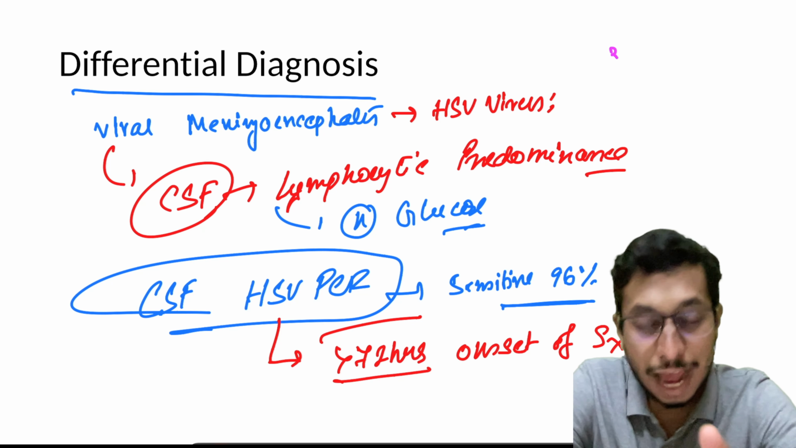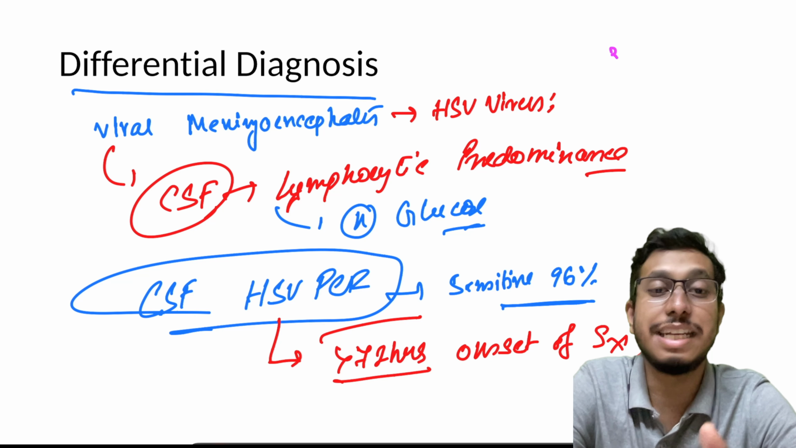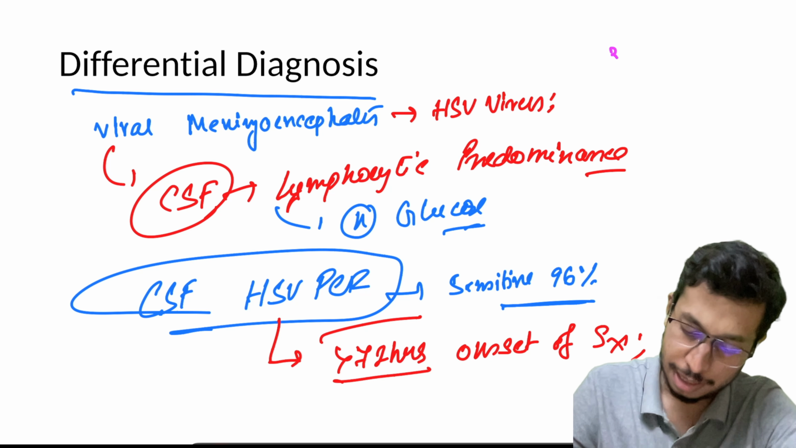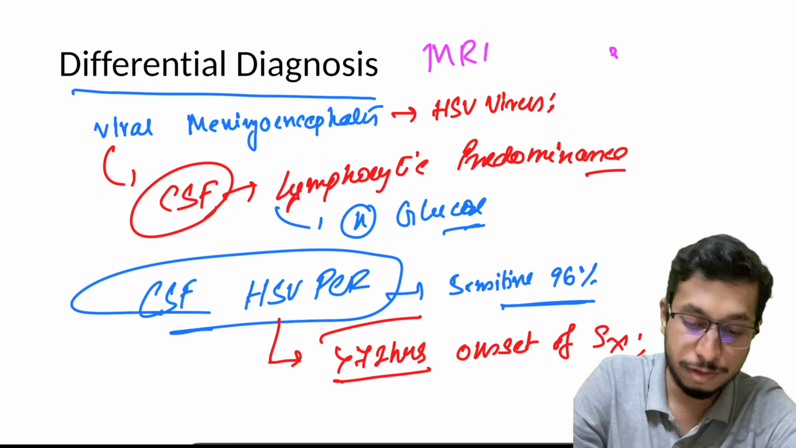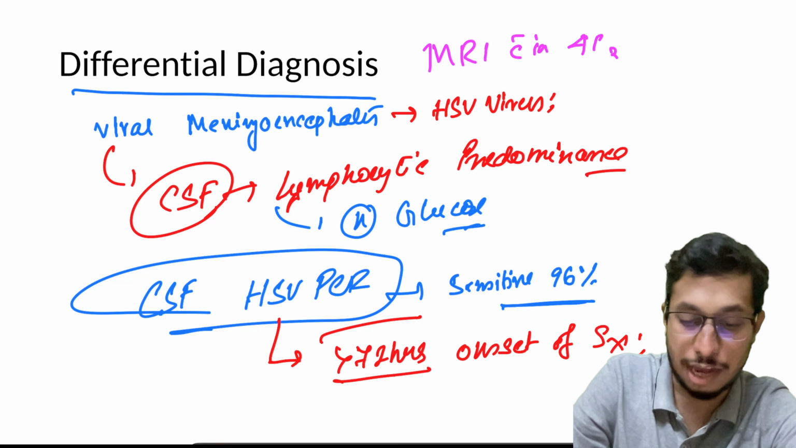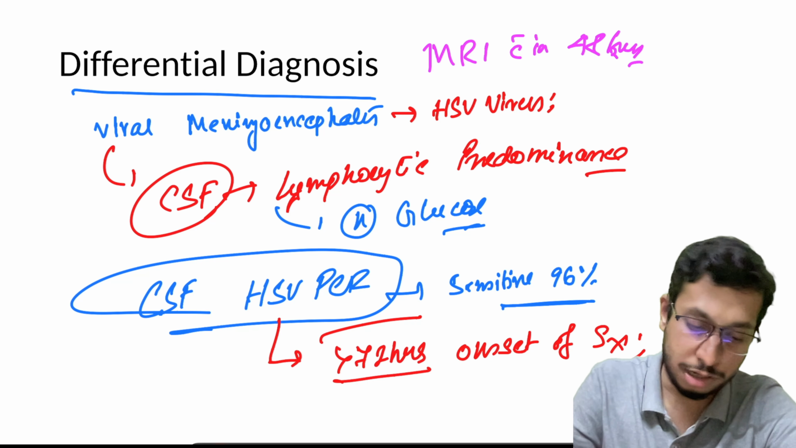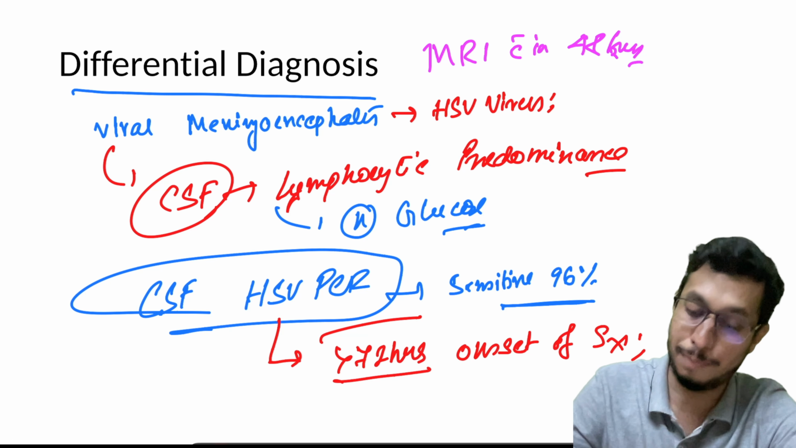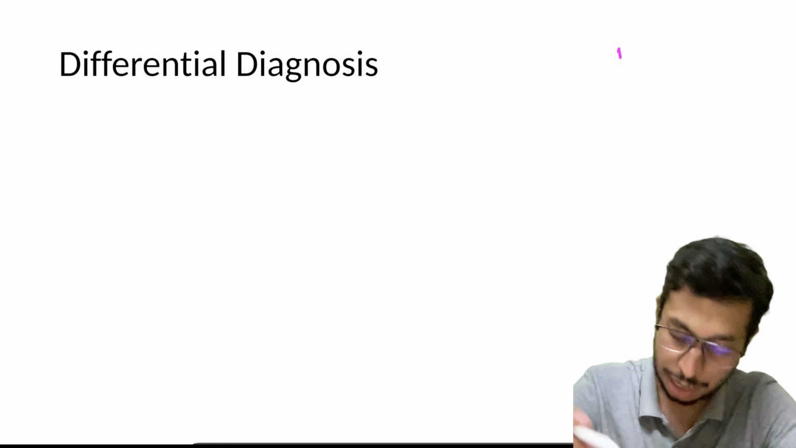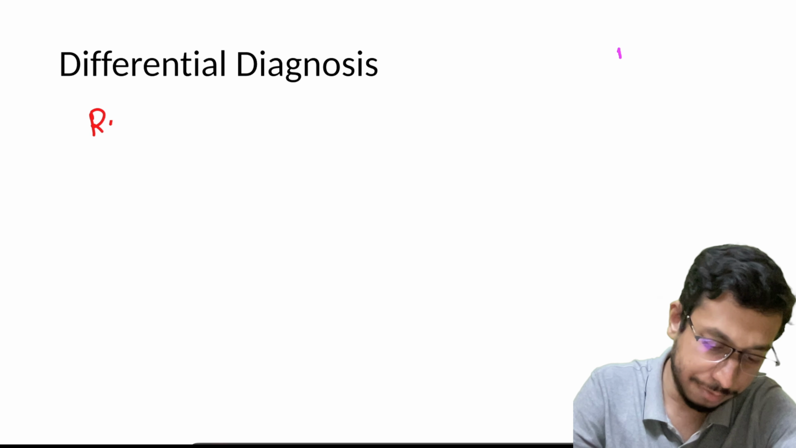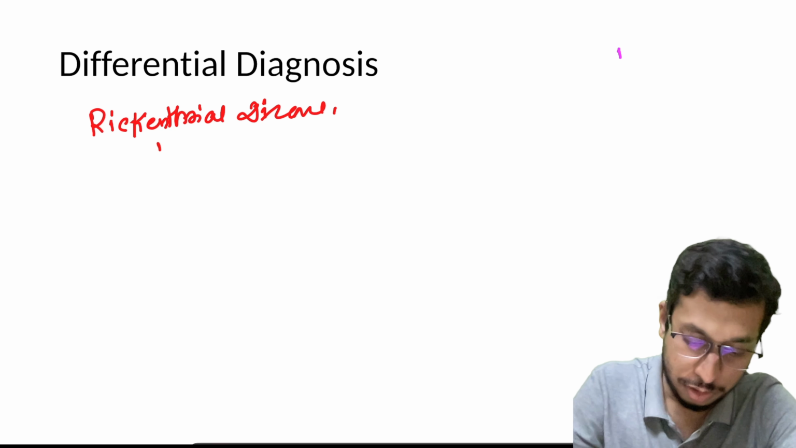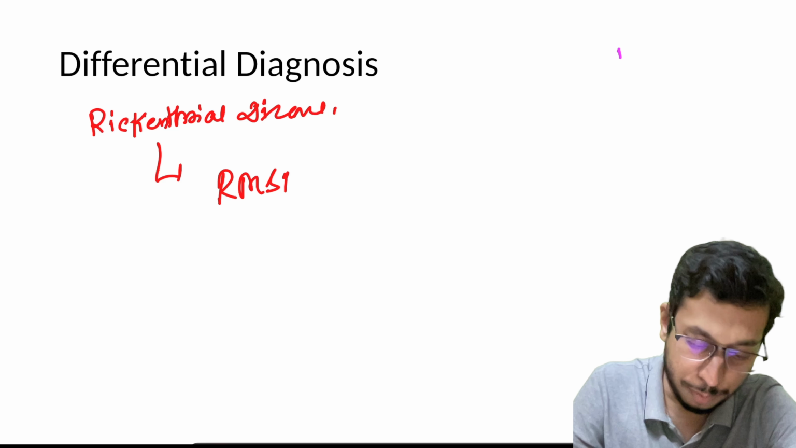Okay. Now MRI will also reveal high signal lesion in the orbitofrontal region, anterior and medial temporal lobe region, and MRI is best done within 48 hours. Okay. So that's about viral meningoencephalitis, HSV encephalitis per se, which I would like to keep in the differential. The next differential that I should keep is rickettsial disease, mainly Rocky Mountain spotted fever.